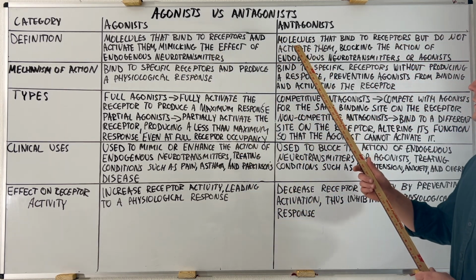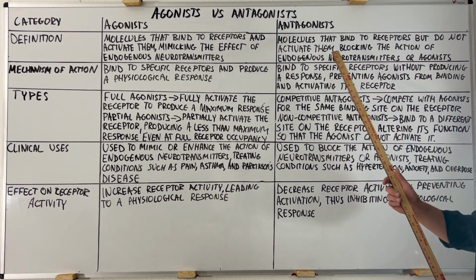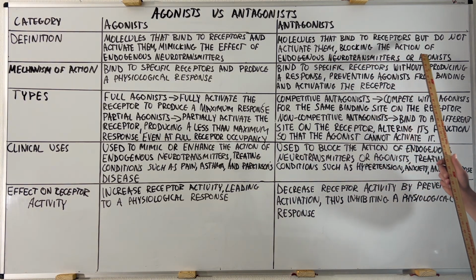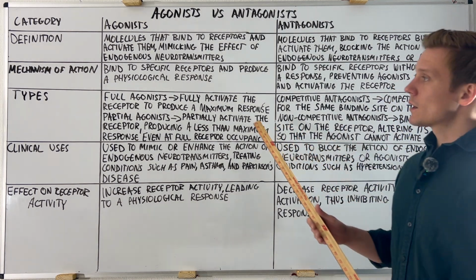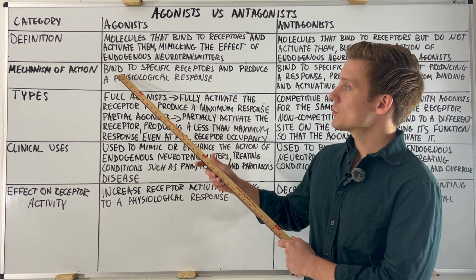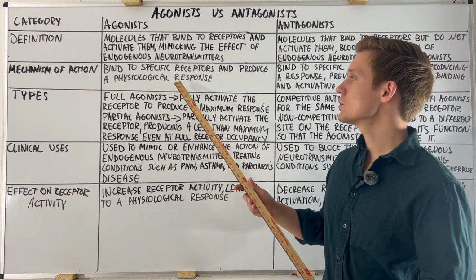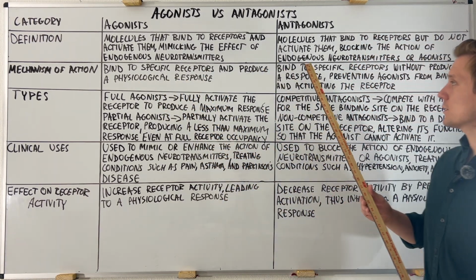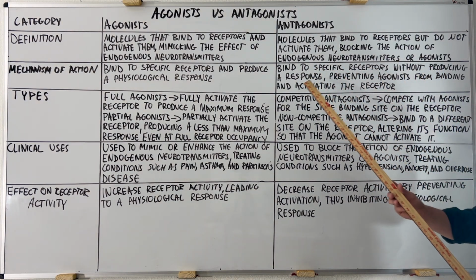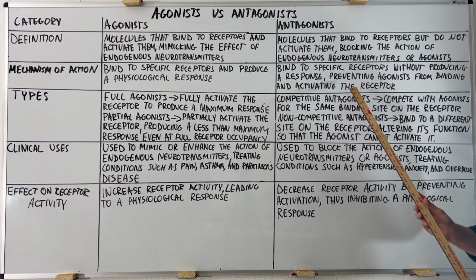Antagonists, on the other hand, are molecules that bind to receptors but do not activate them, blocking the action of endogenous neurotransmitters or agonists. Their mechanism of action for agonists includes that they bind to specific receptors and produce a physiological response. Antagonists, however, bind to specific receptors without producing a response, preventing agonists from binding and activating the receptor.